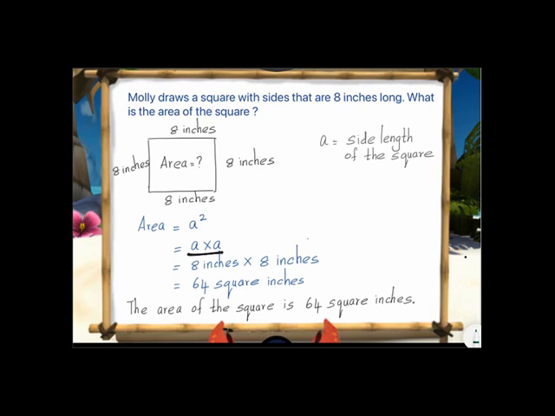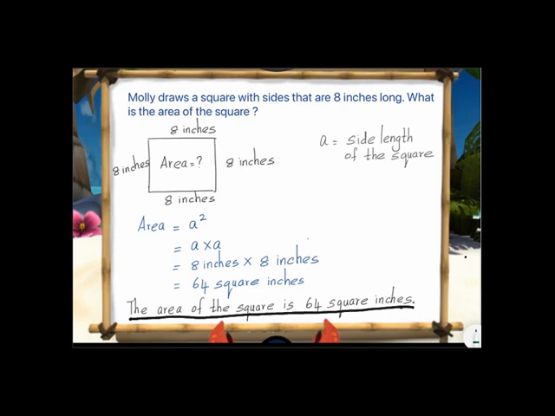Since we have A times A, let us substitute 8 inches times 8 inches. We know that 8 times 8 is 64 and inches times inches will become square inches. What is the area of the square? For what is the area of the square, we have to write the answer in the statement. The area of the square is 64 square inches.